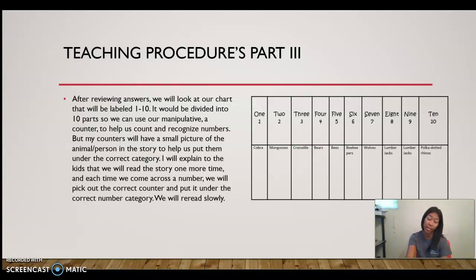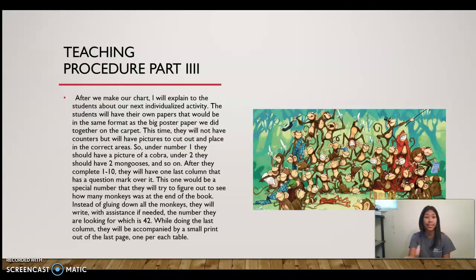correctly and in the correct category, depending on the number, which they will see in the story, and they should be able to recognize it on our board, either through the word or the numeral that they see.